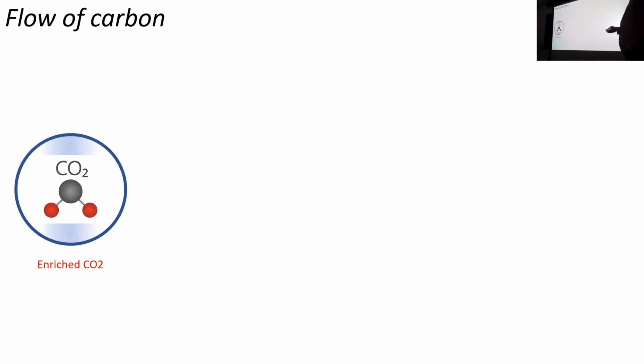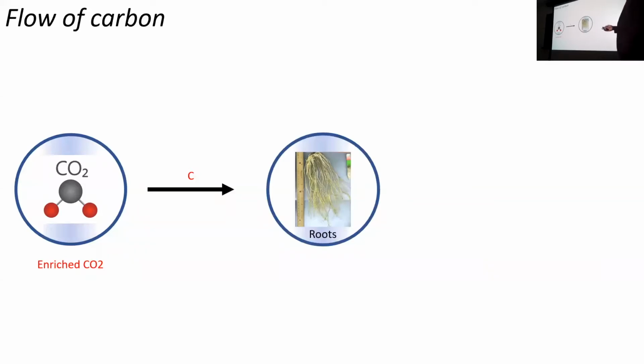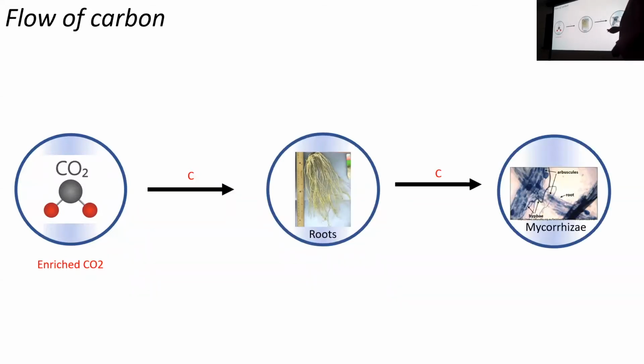So the flow of carbon below ground involves enriched atmospheric CO2, which is first captured from the atmosphere, and then converted into photosynthate, and eventually the carbon flows down into the roots, and the roots are able to exchange this with mycorrhizal fungi in return for nutrients such as nitrogen and phosphorus.